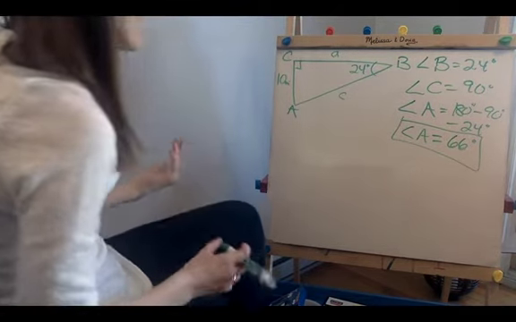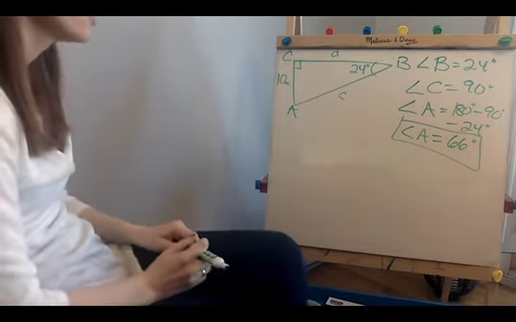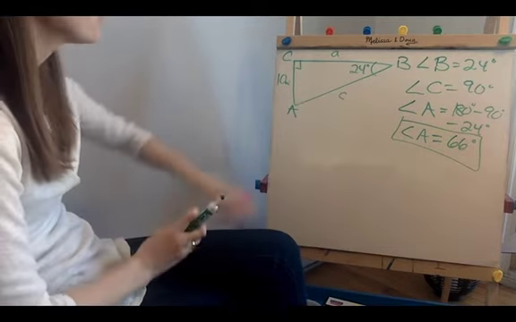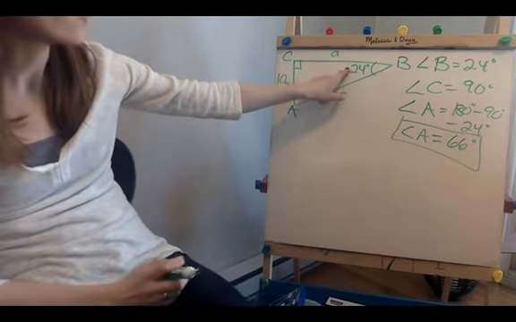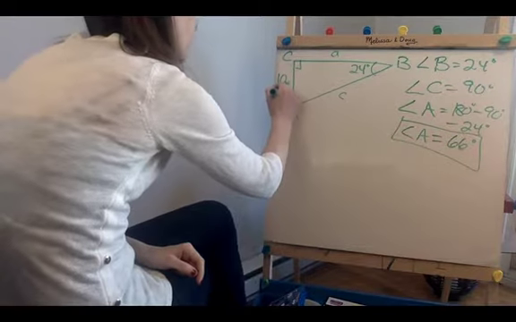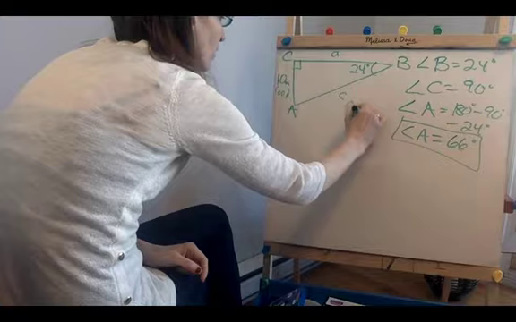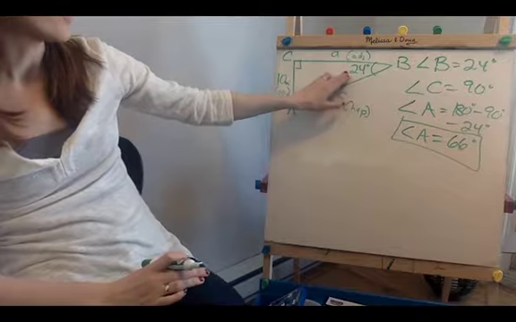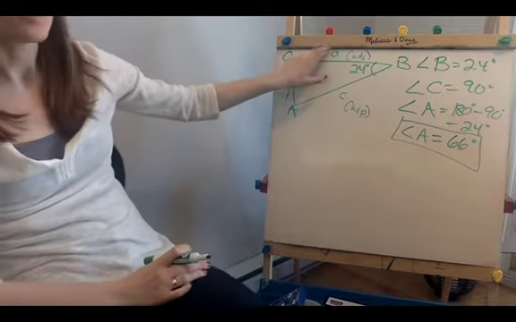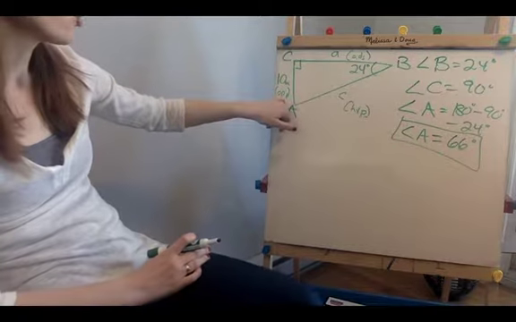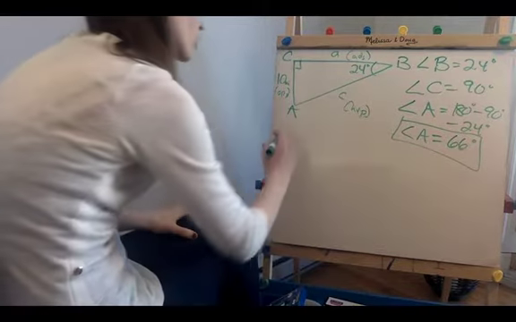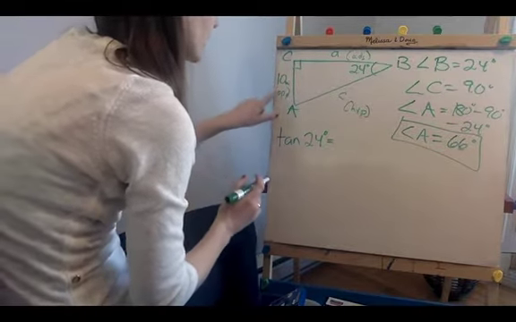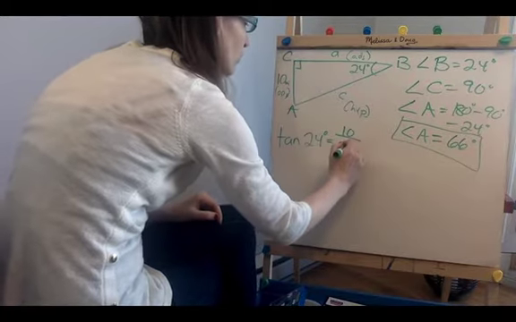This is just a preference for me. Now it's up to me which side I want to find first. Let's say I want to find side length A. If the 24 degree angle is the angle in question, then this is my opposite side length, this is my hypotenuse, and this is my adjacent. Based on the 24-degree angle, I have the opposite, and I'm looking for the adjacent. Which trig ratio involves opposite and adjacent? That's tan. So I can set up tan of 24 degrees is equal to opposite, which is 10, divided by adjacent, which I'm calling A.